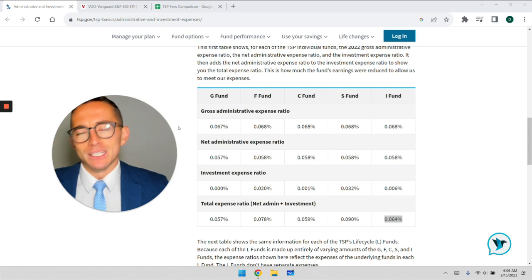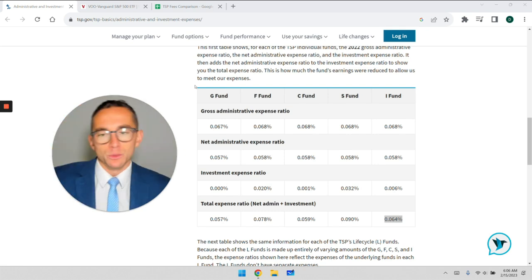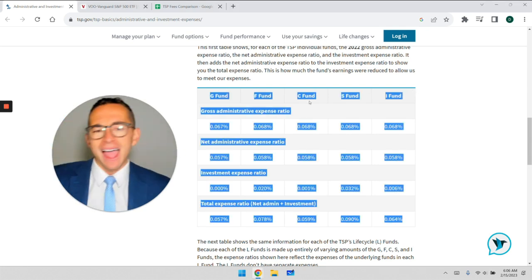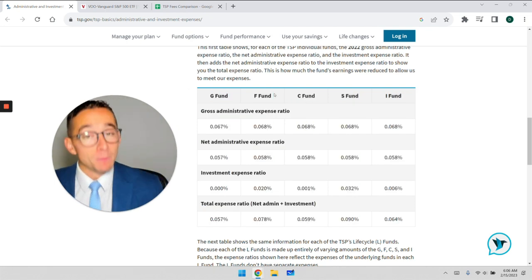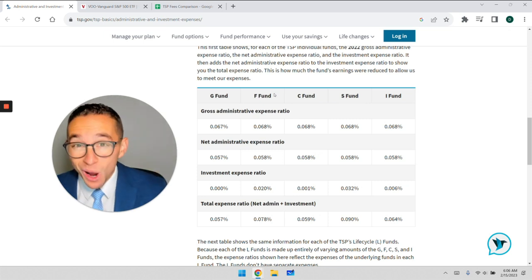If you're familiar with the TSP at all, you know there are 5 core funds, which are listed right here. We've got the G Fund, F Fund, C Fund, S, and I, okay? Now, there are some other investment options in the TSP, as you probably know. There is the mutual fund window.